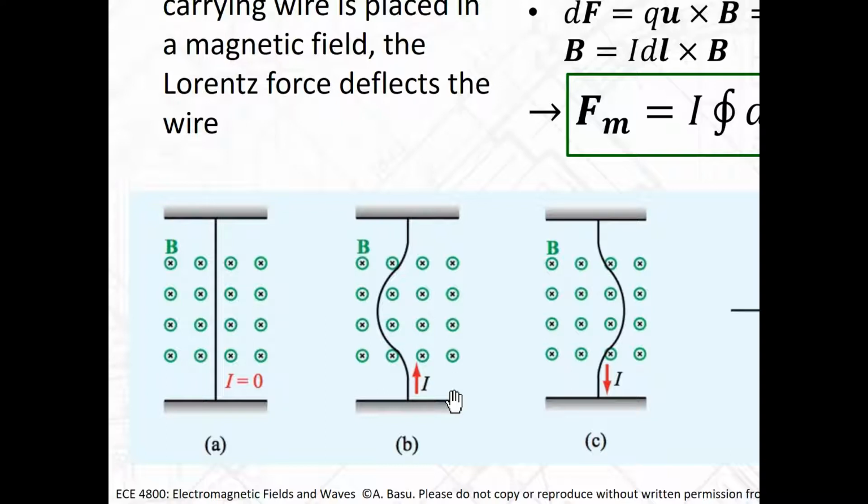If the current is moving in the opposite direction, moving from top to bottom, then the Lorentz force is oriented in the opposite direction. It's oriented from left to right. And the wire would get deflected in the opposite direction.